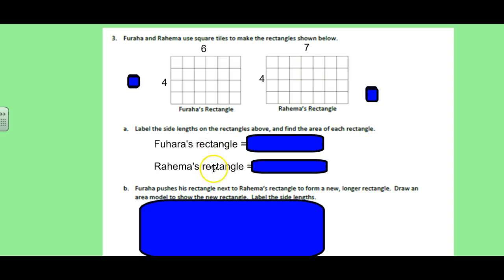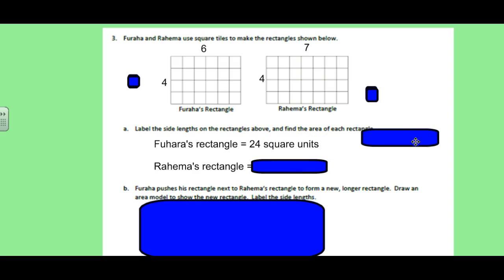I would like for you to write it on your problem set so I know which rectangle we're talking about. So make sure you put Furara's rectangle equals and Rahima's rectangle equals. And we're going to write down what is the area of both of these rectangles. And since we're working with square units, make sure you're writing that whenever you write the area. So I want you to go ahead and complete part A of the problem set, and whenever you're ready to check your answer, you can push play.